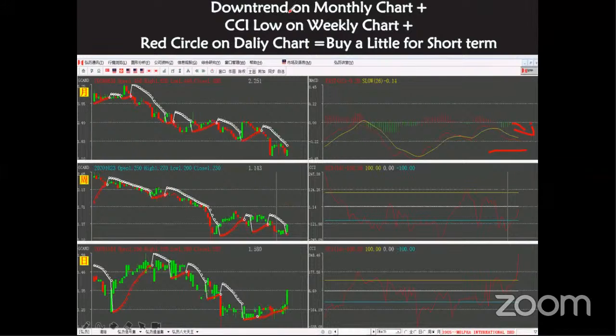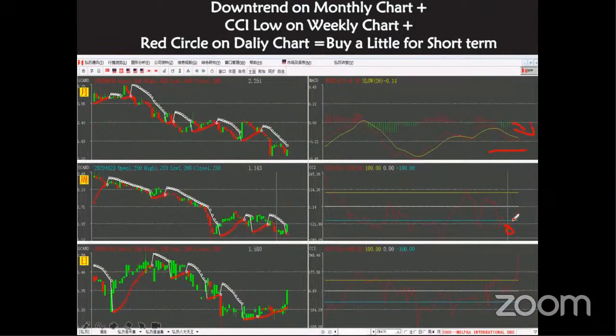So if on downtrend, if based on the monthly chart, judged by MACD, it is on downtrend. Monthly chart on downtrend. CCI in the low position on the weekly chart. Oh, no, the low position actually is over here. In this period, several weeks ago, before it broke out of the minus 100 line, it was in the low position.